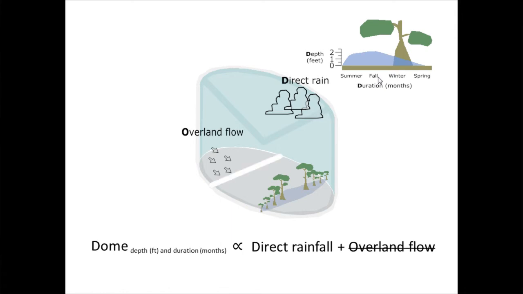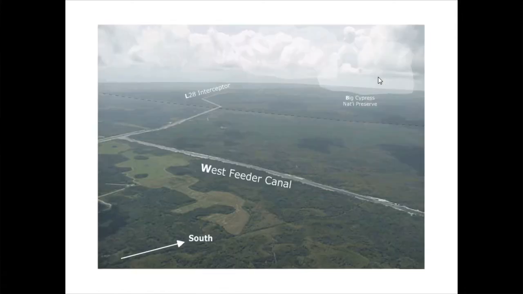Now, if we block that overland flow and divert it down a canal, then our depth and duration of water in the Cypress dome is going to diminish. And that's the case we're confronted with in the West Feeder. So what do we know? We know our clouds, right?